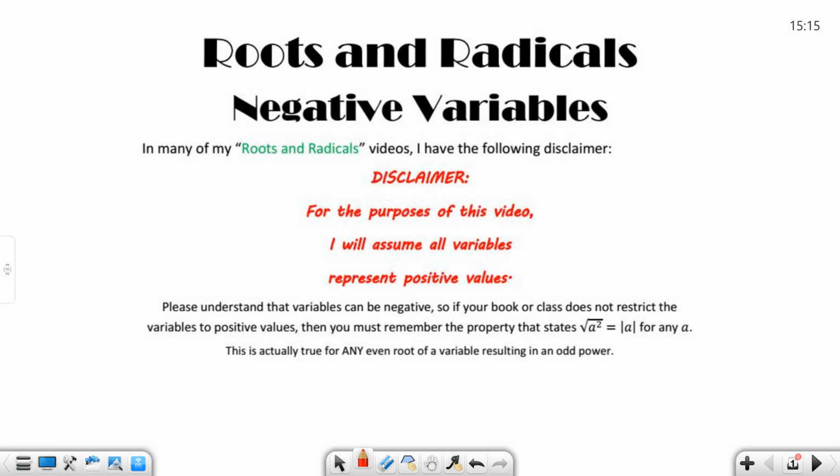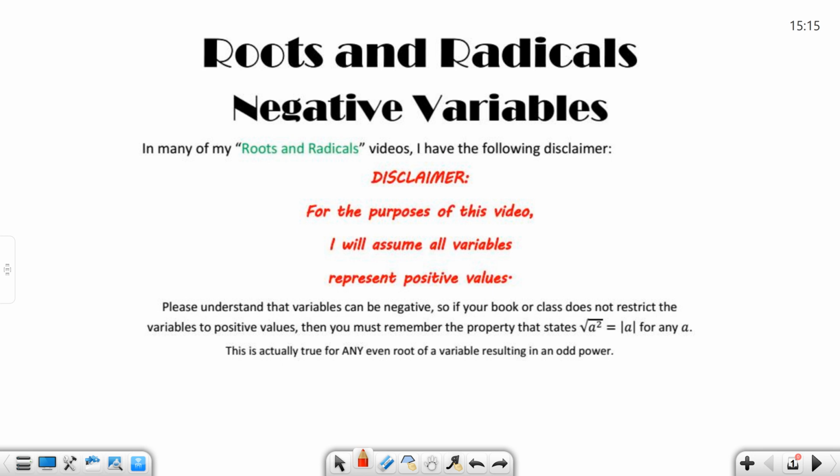Roots and radicals, negative variables. In many of my roots and radicals videos, I have the following disclaimer: for the purposes of this video, I will assume all variables represent positive values, and please understand that they can be negative. So if your book or class does not restrict it, then you must remember the square root of a squared is the absolute value of a.